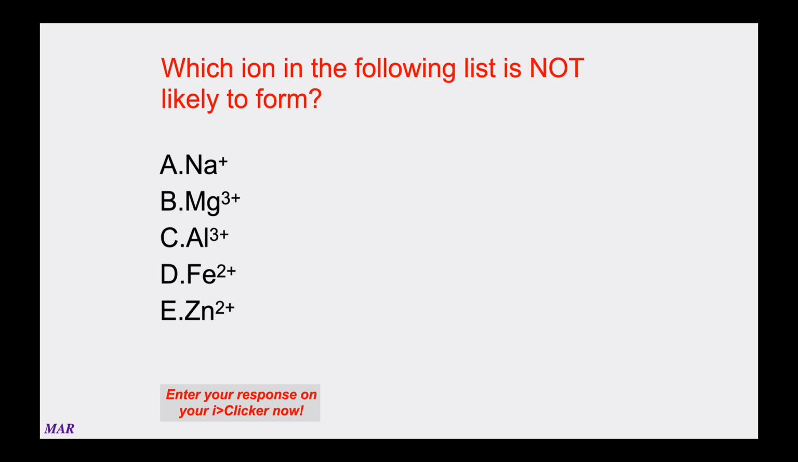Here's a list of 5 ions, and the question is, which of these is not likely to form? So look at those 5 possibilities and also think about your knowledge of the positive metals and what they like to be, and see if you can find the correct answer. This is a good place to pause the video, and when you're ready, just unpause and we'll talk about it then.